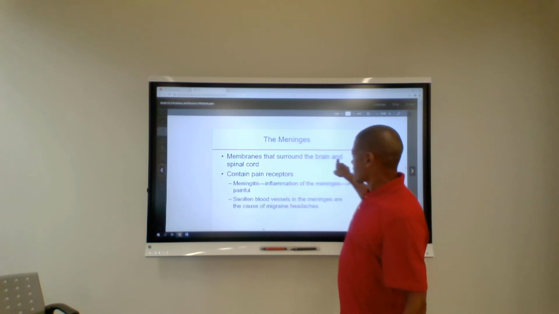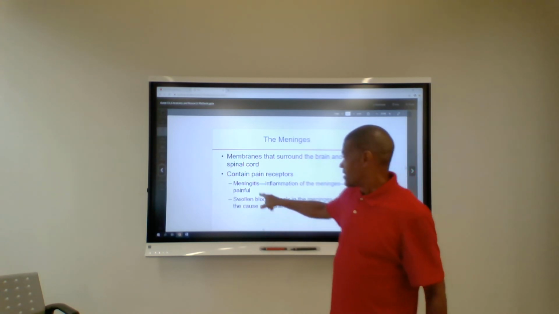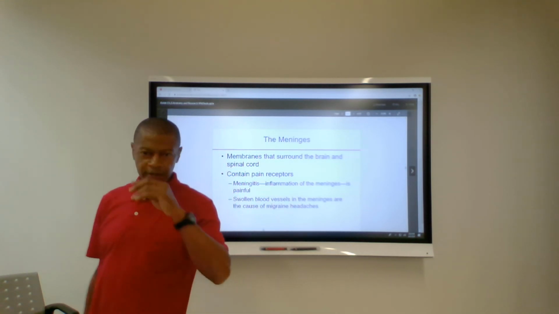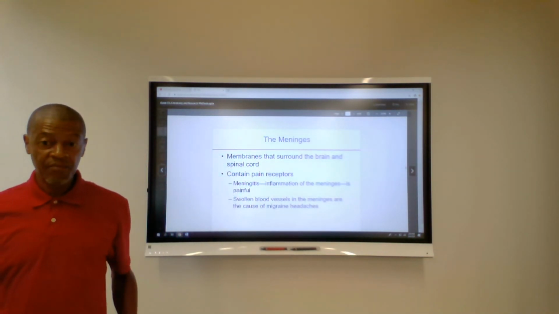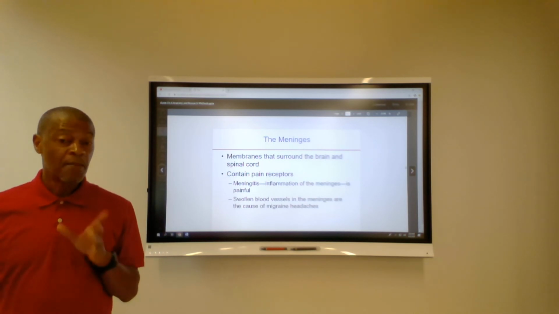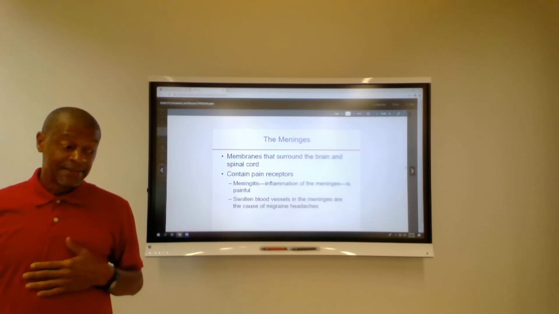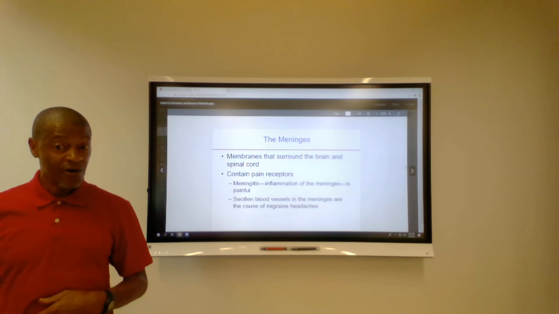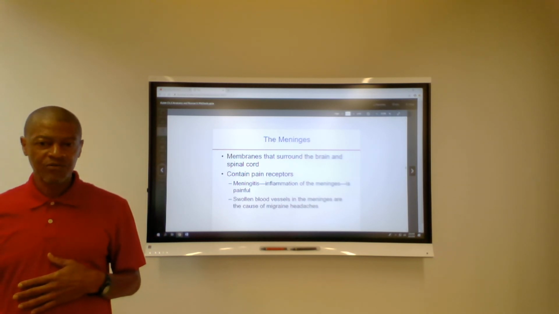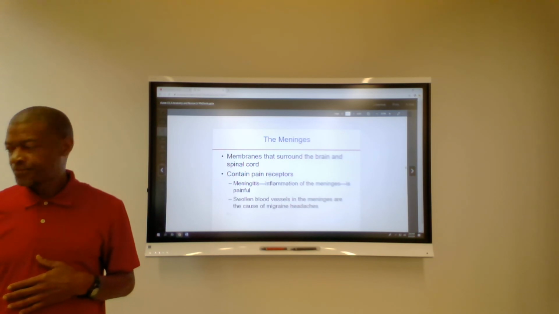So the membranes that surround the brain help to protect. If they become inflamed, you get meningitis. Not a good thing, because you don't want your brain getting inflamed. We talked about that blood-brain barrier to keep out chemicals, bad things. Well, this is what happens if chemicals or bad things do get to the brain. You have some swollen blood vessels and cause some real problems.